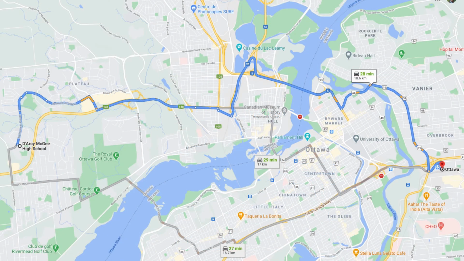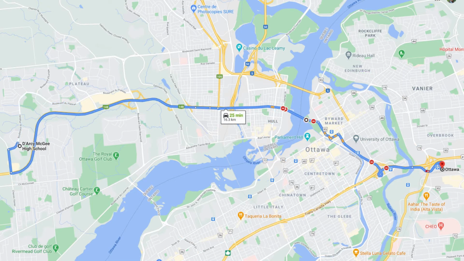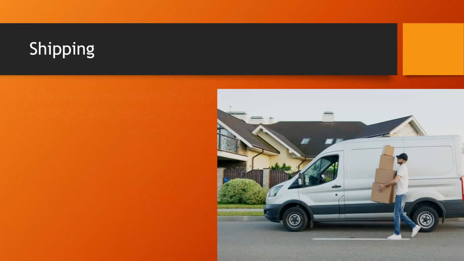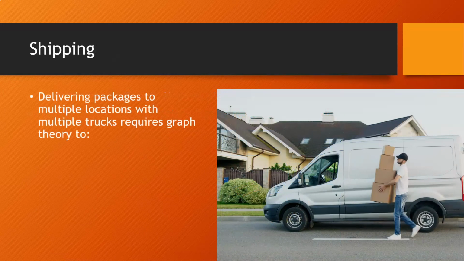If we look at a possible trip from school to the train station in Ottawa, for example, we can see that Google evaluates several different routes and picks the best one for us. This is all based on graph theory and a whole ton of historical and current data. If you're organizing the deliveries for a shipping company who needs to deliver packages to many different locations, you should be using graph theory to decide what order to do the deliveries in to minimize delivery time and fuel consumption.